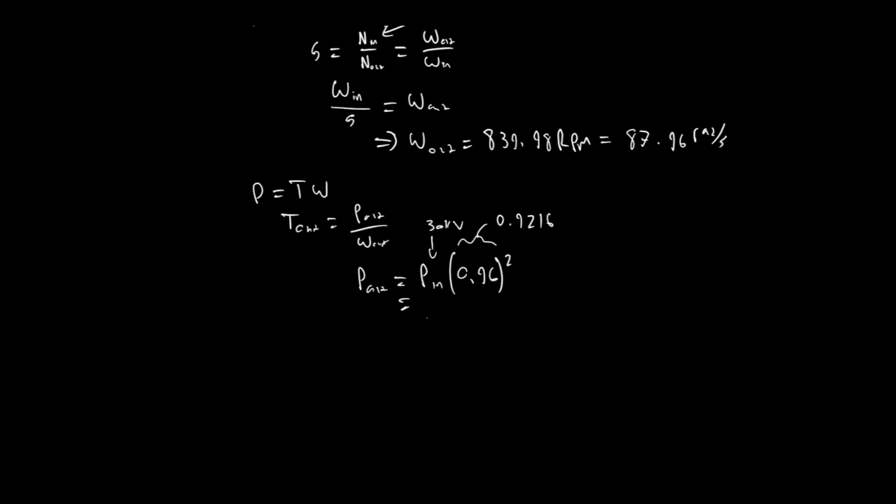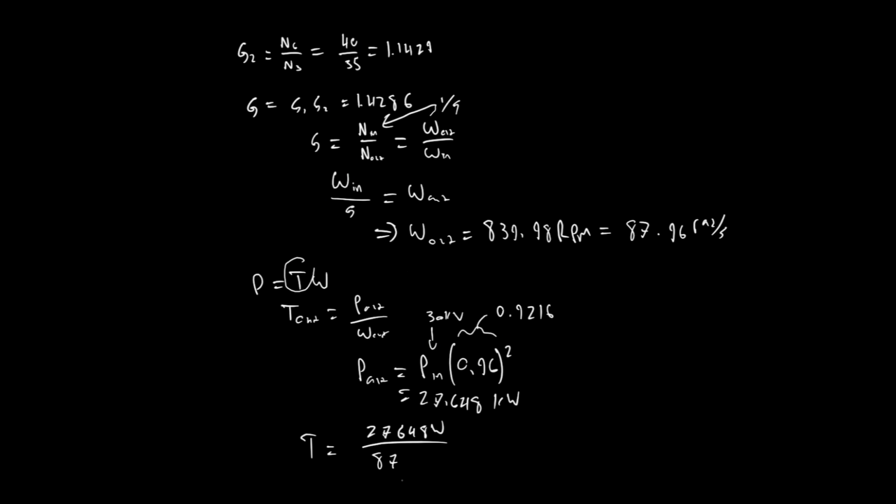So taking this 0.9216 and multiplying it by our input power of 30 kilowatts, we get an output power of 27.648 kilowatts, which we can now take our angular velocity up there, and we can calculate, based on this, our output torque. So T equals 27,648 watts divided by 87.96 radians per second. And that gives us an output torque, 314.32 Newton meters, which is a fair bit of torque.